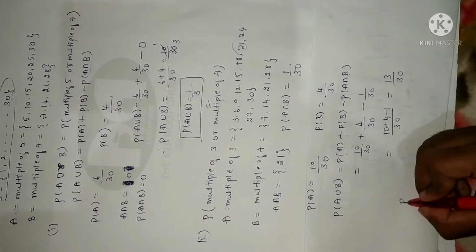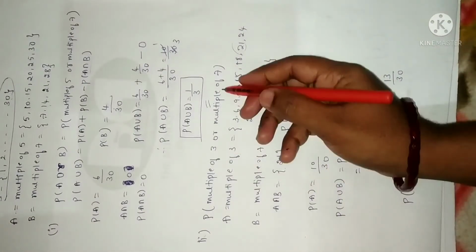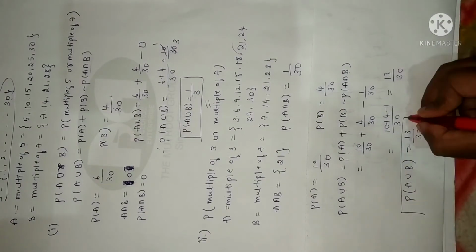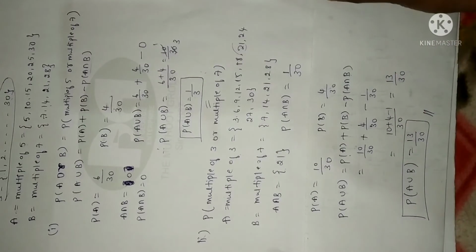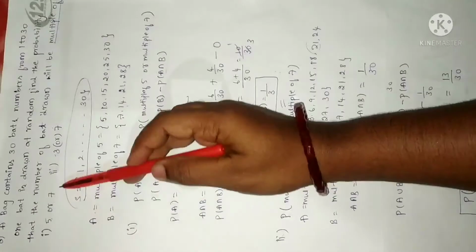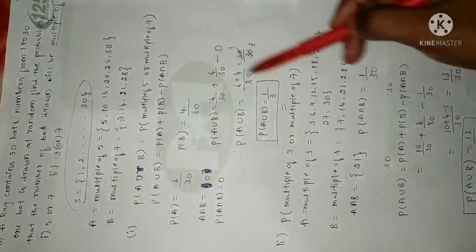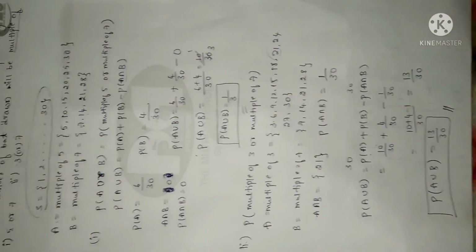So probability of A or B, that is probability of multiple of 3 or multiple of 7, is 13 by 30. Hence the solution. This is for the first sub question, and this is for the second sub question. What we need to find is probability of 5 or 7. So probability of multiple of 5 or 7 is 1 by 3. Multiple of 3 or 7 is 13 by 30. Hope it is clear.